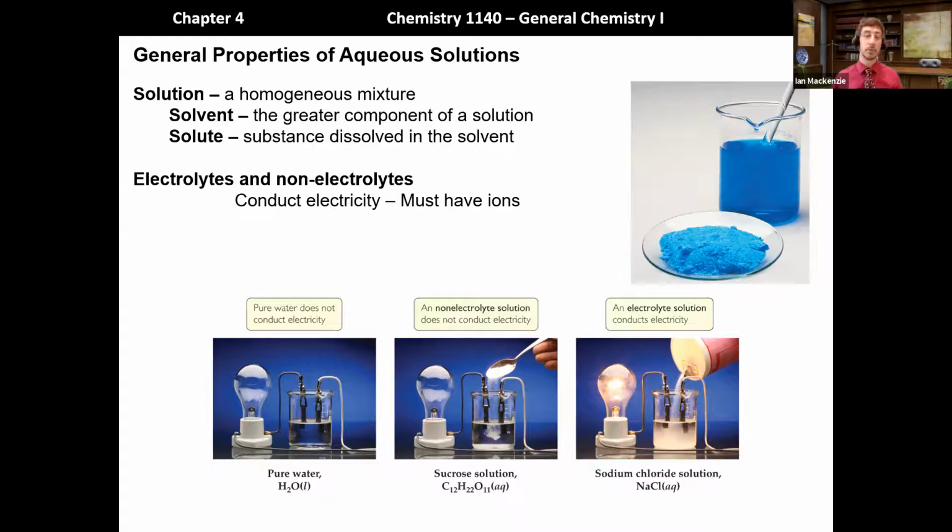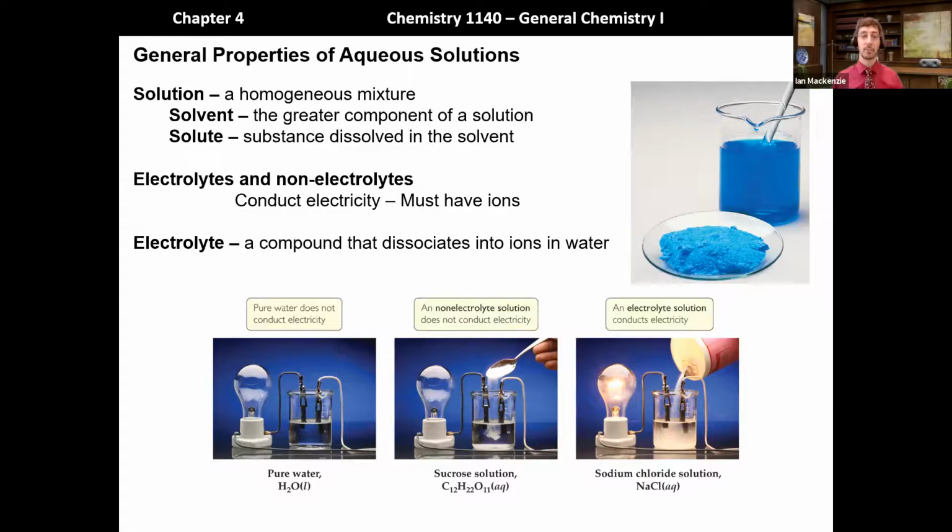However, if we add sodium chloride to a water solution, now we will have ions. We've got an ionic compound. The sodium chloride will break up into its individual ions, and those ions then conduct electricity. And so sodium chloride is termed an electrolyte when it's dissolved in water.